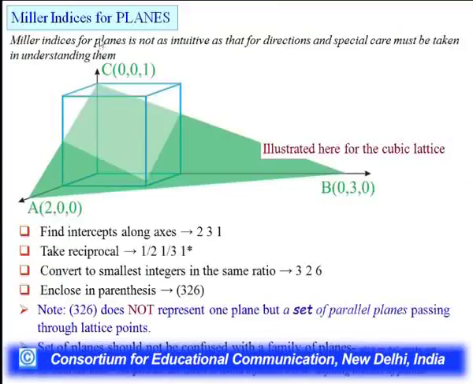Next is Miller indices for a plane. Here we again define one example which defines the Miller indices. Miller indices for a plane are not as intuitive as those for a direction, and special care must be taken for understanding them. Means here we just see one cube which has a unit value.